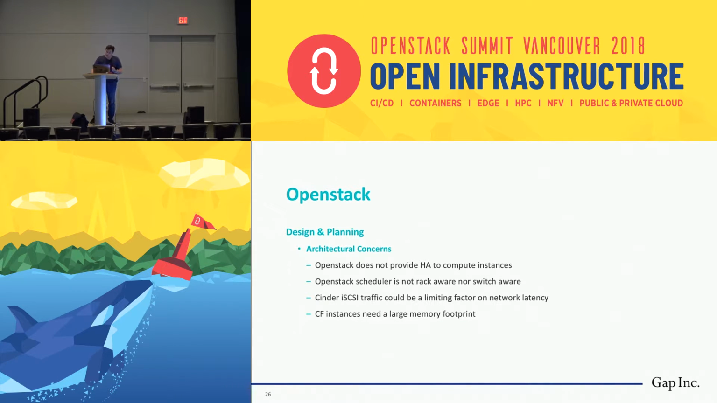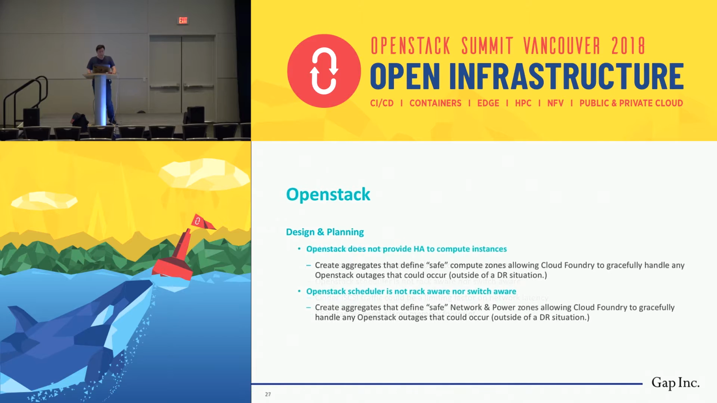And then lastly, Cloud Foundry instances needed a large memory footprint. In general, my rule of thumb in OpenStack is I don't want VMs with a large memory footprint. 16 gig is about the max I'll give a project team. So 16 gig is obviously too small for Cloud Foundry, but it's just about the right size for what we call our extra large t-shirt size.